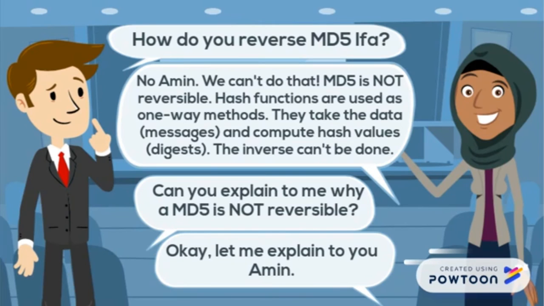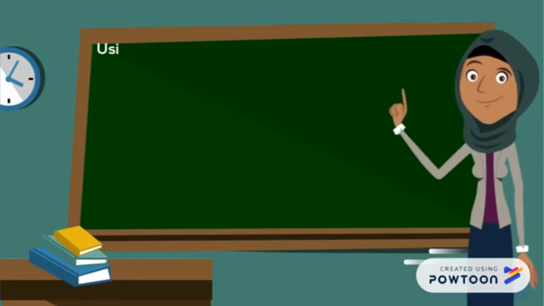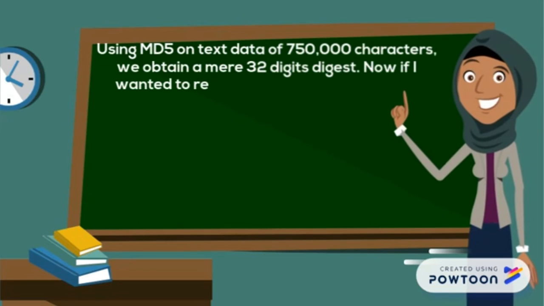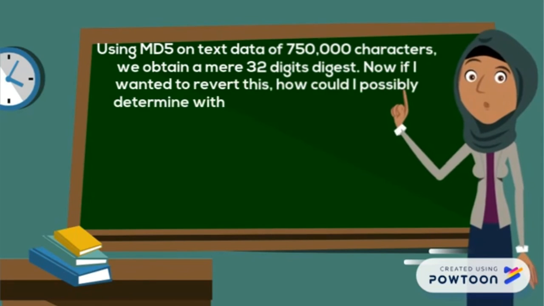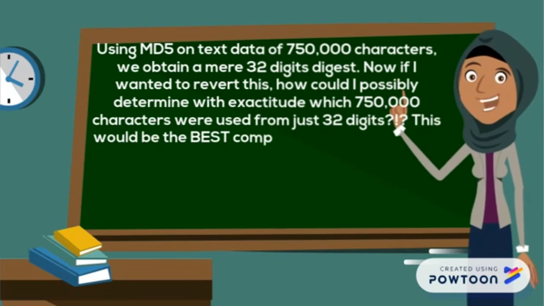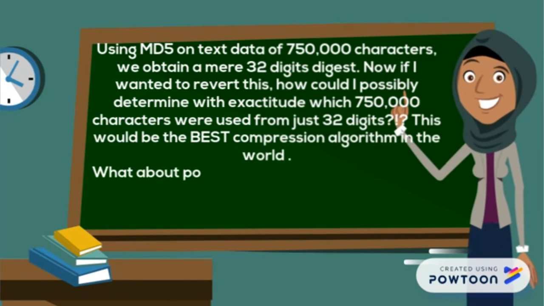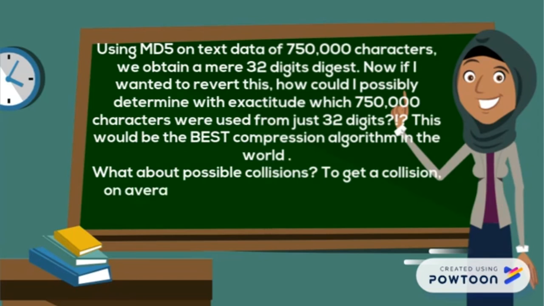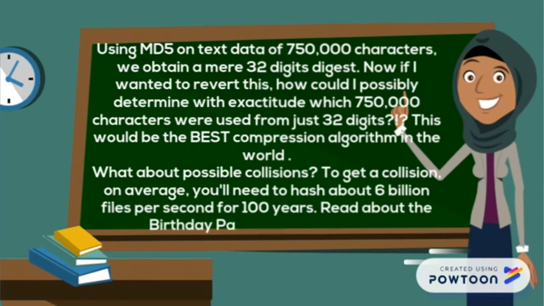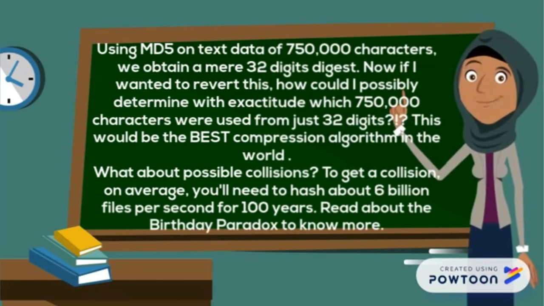Can you explain to me why MD5 is not reversible? Okay, let me explain to you, Amin. Using MD5 on text data of 750,000 characters, we obtain a mere 32-digit digest. Now, if I wanted to revert this, how could I possibly determine with exactitude which 750,000 characters were used from just 32 digits? This would be the best compression algorithm in the world.